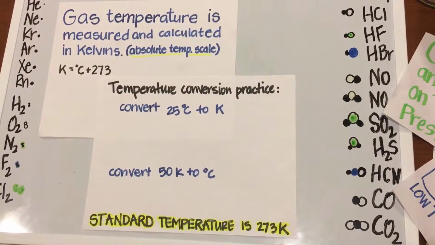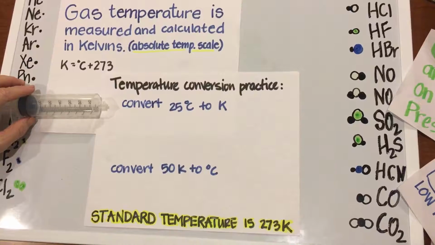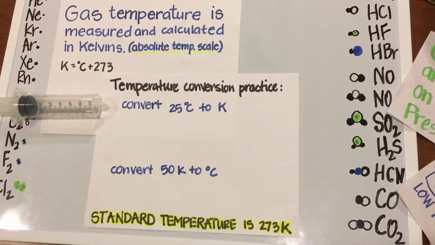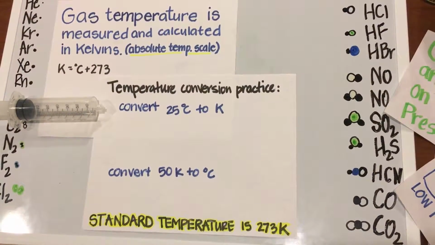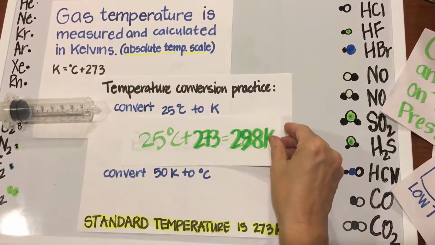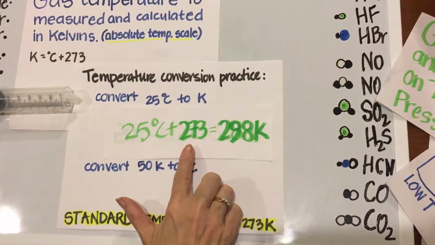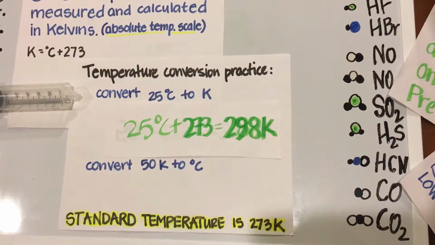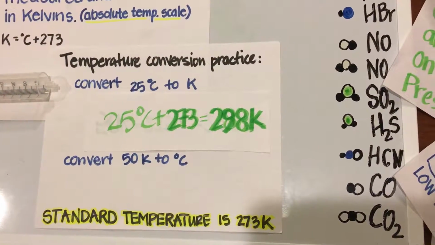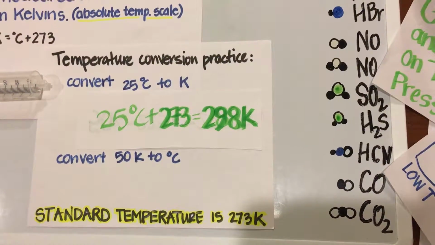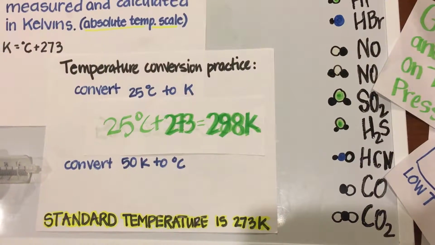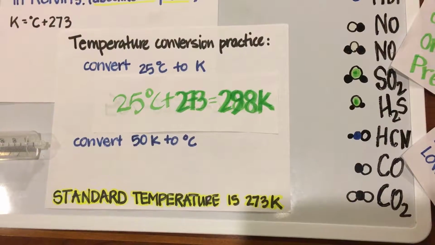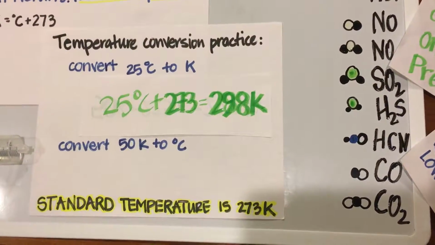So here's the first one. Convert 25 degrees Celsius to Kelvin. This is simply adding 273. 25 plus 273 is 298 Kelvin. 298 is a typical room temperature. Second problem. Convert 50 Kelvin to degrees Celsius.